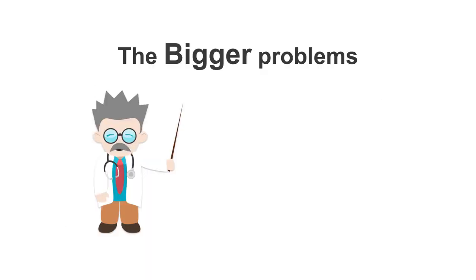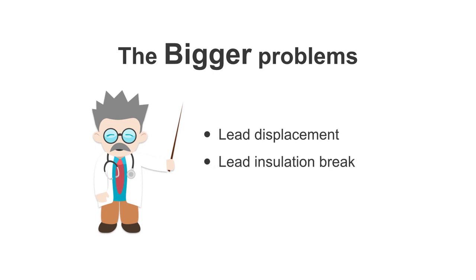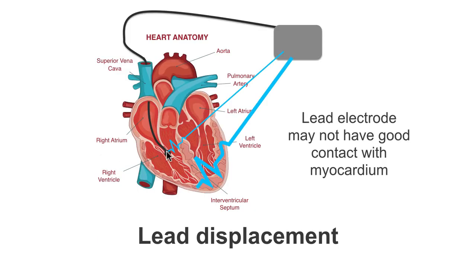However, it can be indicative of bigger problems that aren't so easy to solve. This includes lead displacement, lead insulation break, or a lead fracture. Let's break them down. Lead displacement is where the lead has come away from the myocardium or the position that it is meant to be in. This occurs most commonly in the first 4 to 6 weeks after implant, where the pacing lead has not had a chance to fully fixate itself to the myocardium.